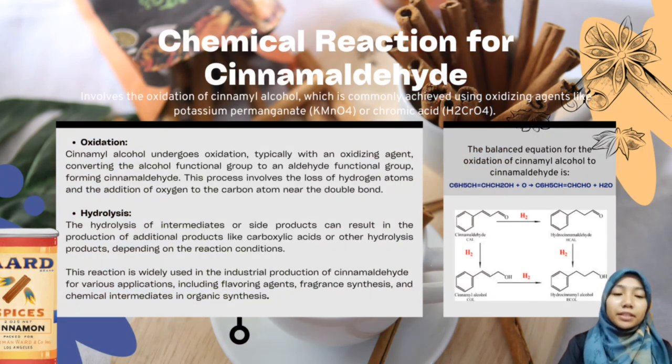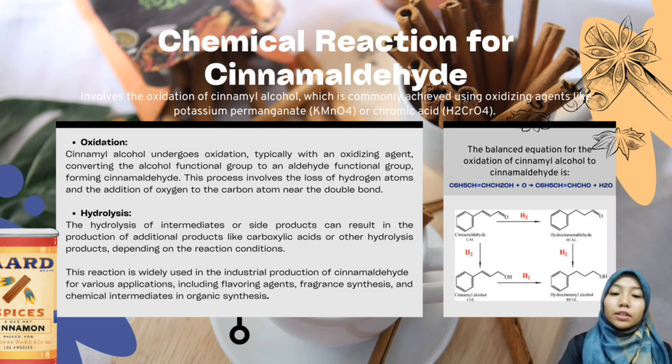The chemical reaction for cinnamaldehyde involves the oxidation of cinnamyl alcohol, which is commonly achieved using oxidizing agents like potassium permanganate or chromic acid. We have two chemical reactions here. The first one is oxidation. Cinnamyl alcohol undergoes oxidation, typically with an oxidizing agent, converting the alcohol functional group to an aldehyde functional group, forming cinnamaldehyde. This process involves the loss of hydrogen atoms and the addition of oxygen to the carbon atom near the double bond. The second one, hydrolysis.